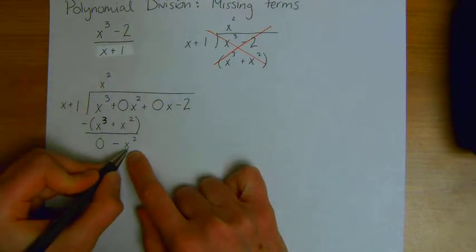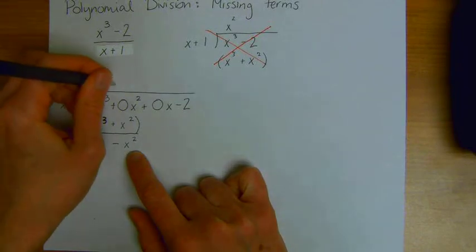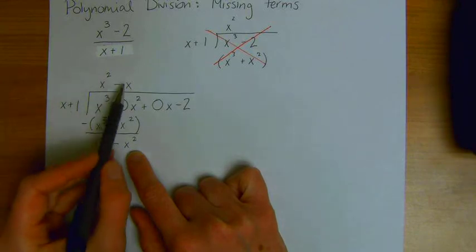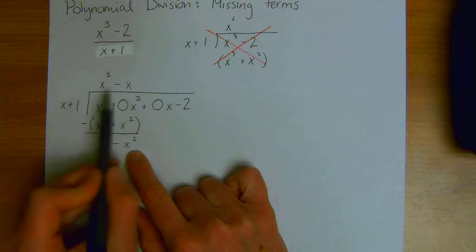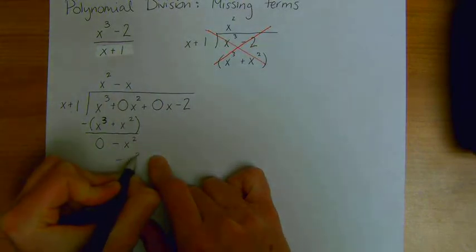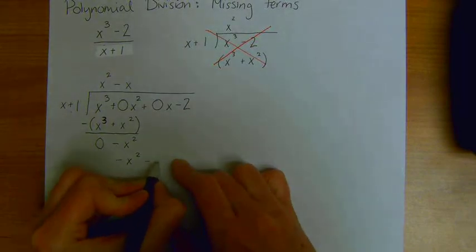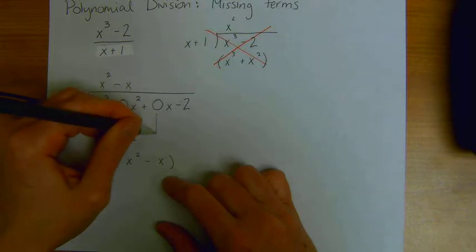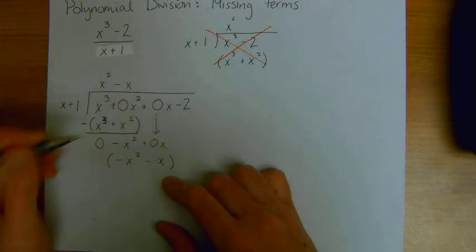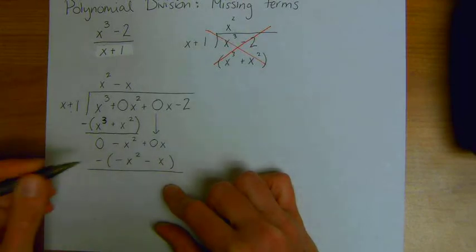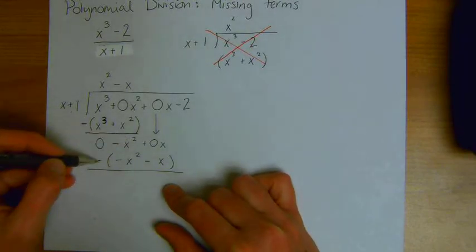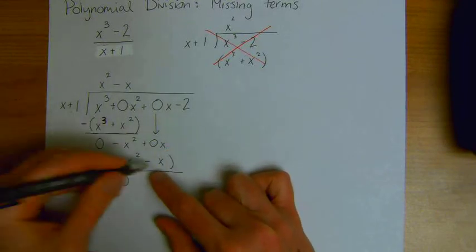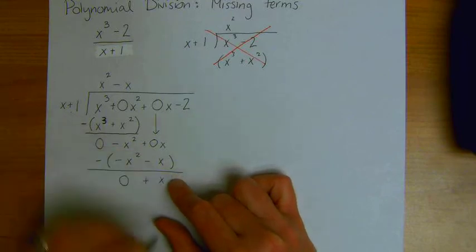x times what is negative x squared? x times negative x will give me negative x squared. So now go ahead and compute that multiplication. x times negative x is negative x squared. 1 times negative x is negative x. I bring down 0 x's and subtract. Negative x squared minus negative x squared is plus x squared, which is 0. 0 minus negative x is plus x.